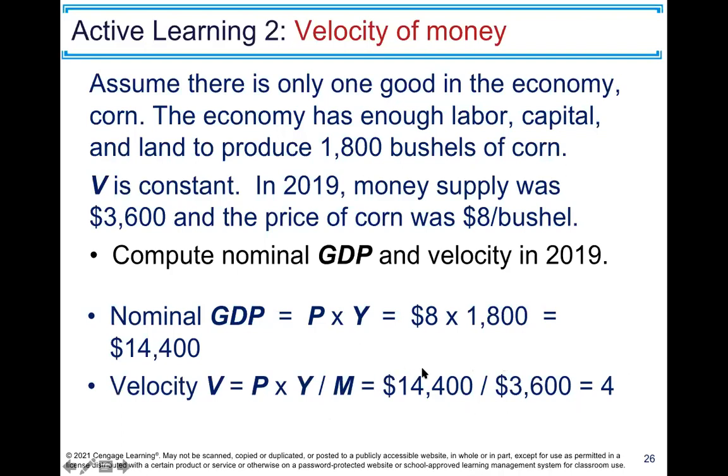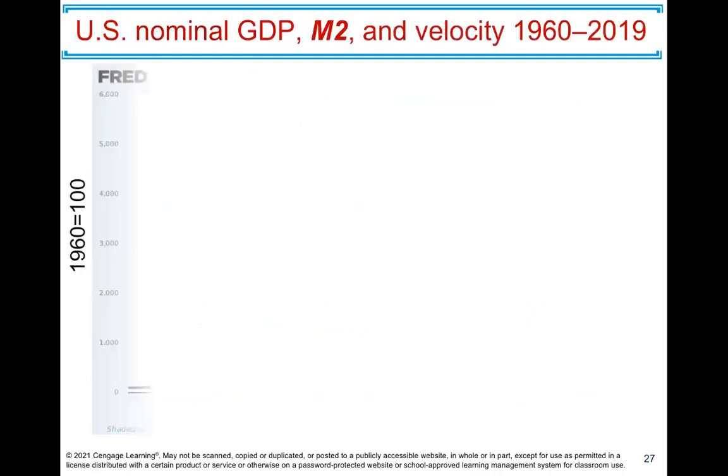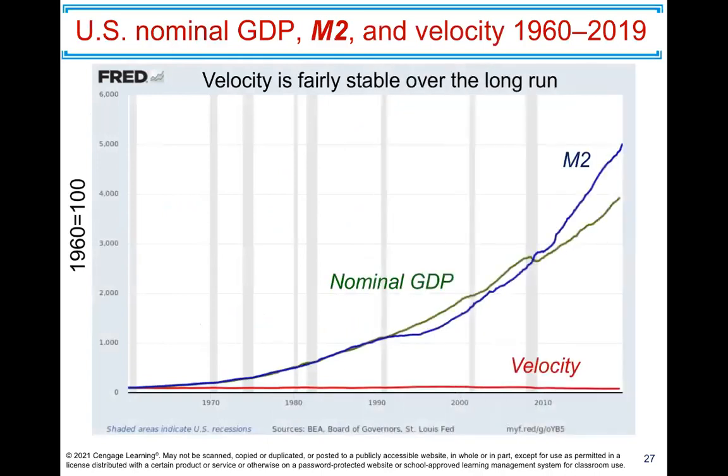So to create that many transactions, to create those many trades, I need money to change hands 4 times. I need money to transact, to go from one person to the other, to the other, to the other, 4 times in order to get this nominal GDP because my money supply is such. And that's what velocity fundamentally is: how many times does money change hands in a given year or a given time period. Okay, so let's look at how these things look.